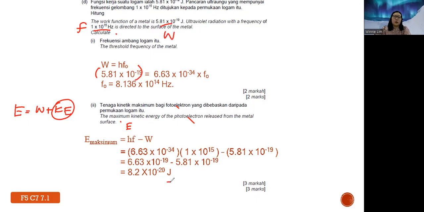Then when you calculate, you will get 8.2 times 10 to the power of negative 20. I think it should be more accurate if we see the decimal point part. Teacher will try to calculate also. Yeah, correct. So you get 8.2 times 10 to the power of negative 20. So this is how you link the Einstein equation under quantum physics.